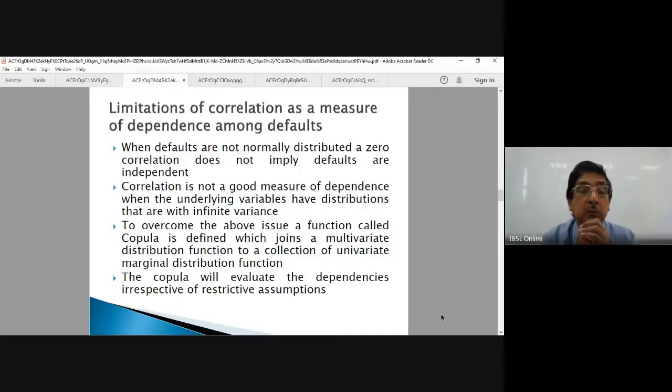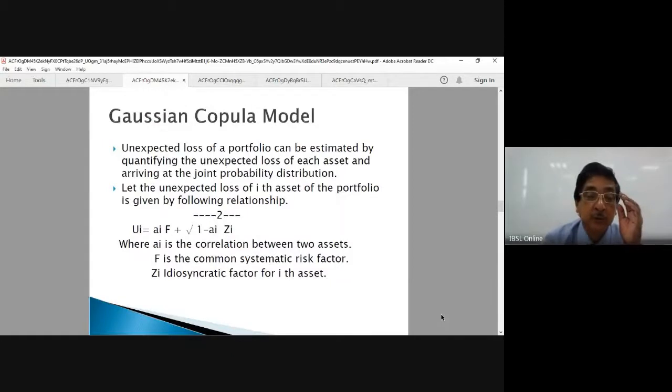Now, regarding dependence among defaults, there are certain limitations of this correlation factor. When defaults are not normally distributed, zero correlation does not imply defaults are independent. So that is another factor we need to understand. Sometimes you feel that there's no correlation, but there is still a default correlation. So that is the issue. There's a function called copula we can make use of to evaluate the dependencies irrespective of restrictive assumptions, which we call the Gaussian copula model.